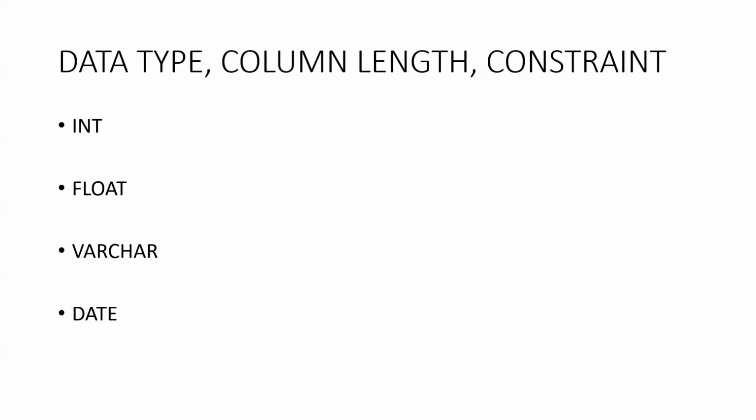Okay, similarly, there are lots of constraints available, like unique, which means values cannot be duplicated. We can impose a primary key constraint, so that a particular column should be the primary key for that table. We can impose a foreign key constraint, so that a particular column should be a foreign key. This kind of constraint we can impose at the beginning of the table creation. Okay. And these three things we can mention.